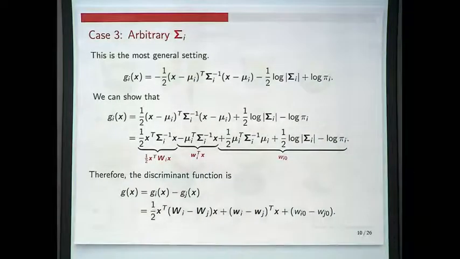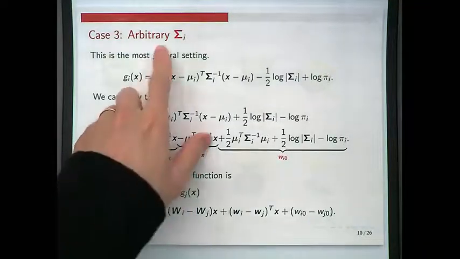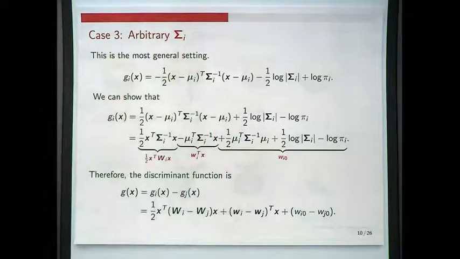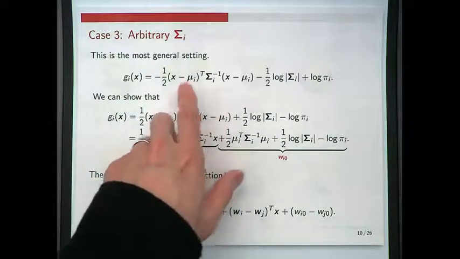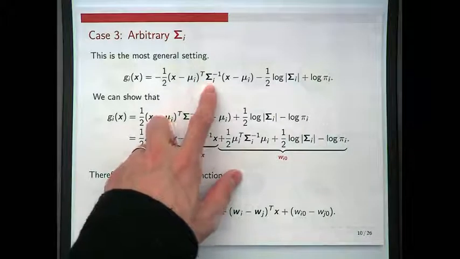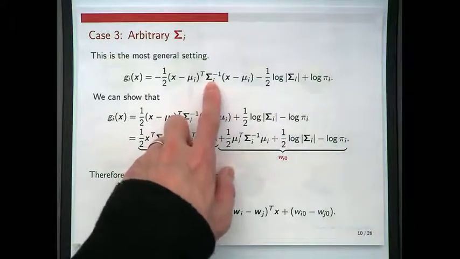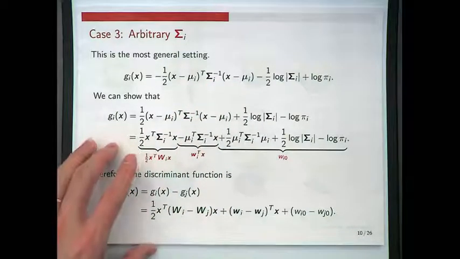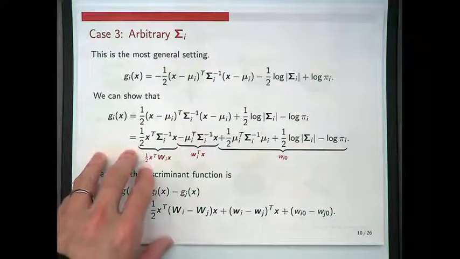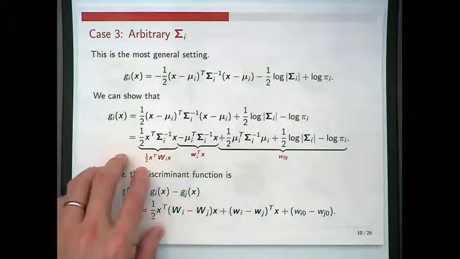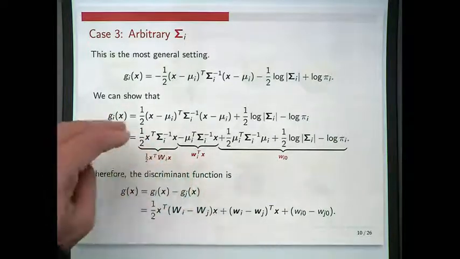Now let's work on case 3. Case 3 says that I have sigma 1 and sigma 2, and they are different. In this case, the bad news is that you cannot drop the sigma i. They have to be there. Then there are limited things that you can do.